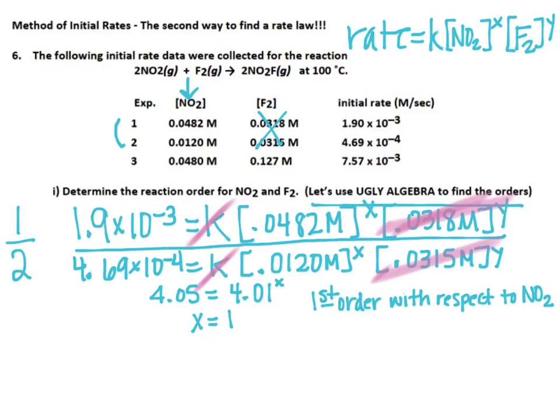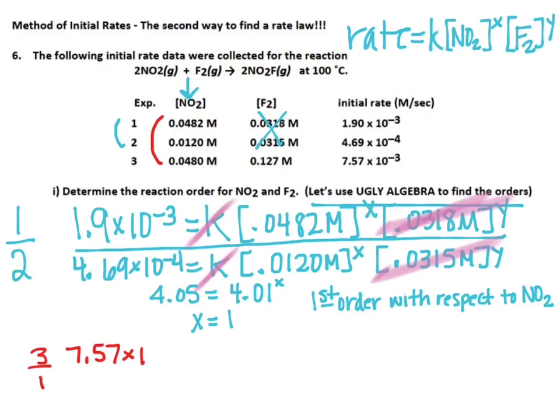Okay, so let's look at F2. So we're going to look at F2 and look at where NO2 is held constant, which is 1 and 3. So easy math, we want to put the bigger numbers on top. So that means we are putting 3 on top. So 3 over 1 this time.